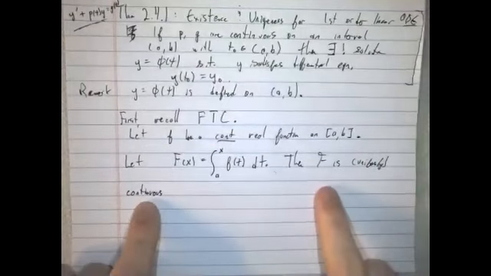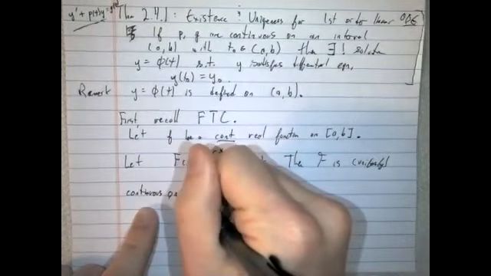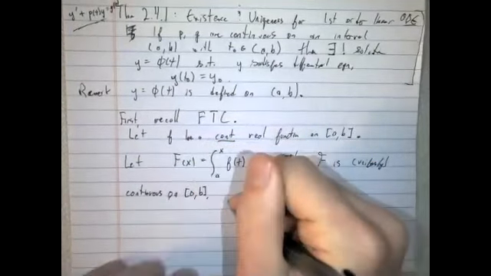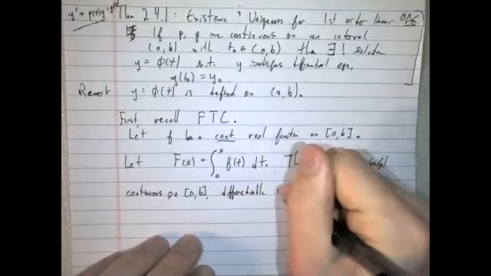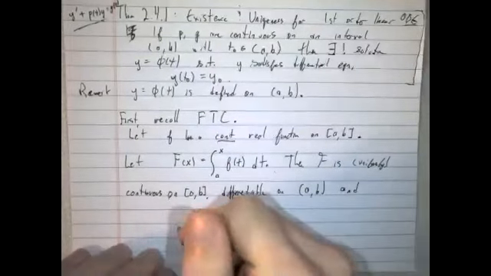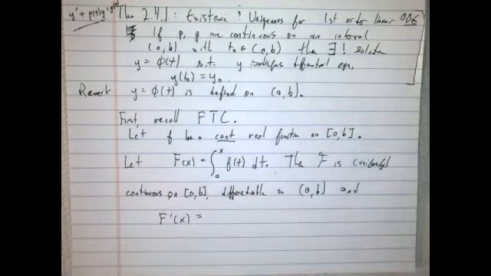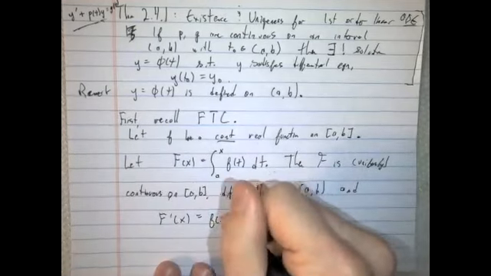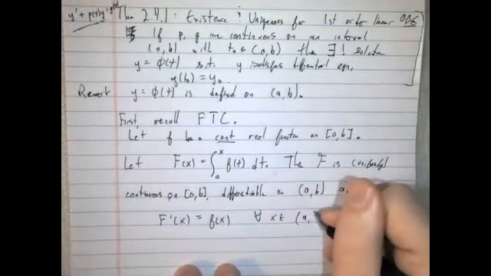Perhaps all that you should remember is that F is a continuous function on A to B. It is differentiable on the open interval A to B. And what's the last fact? What is its derivative? Yeah, little f of x for all x inside A, B, right?